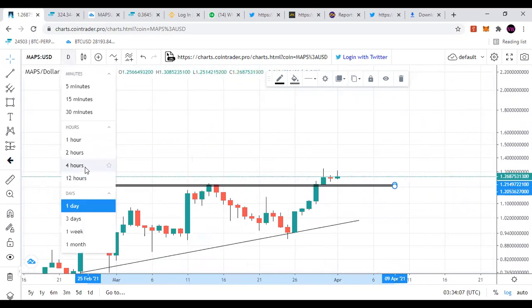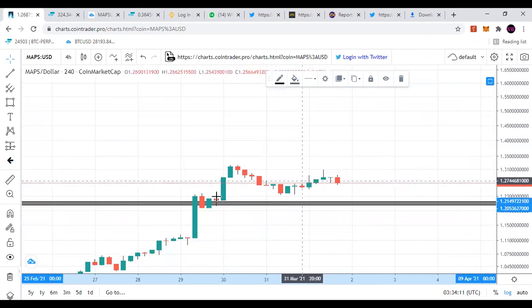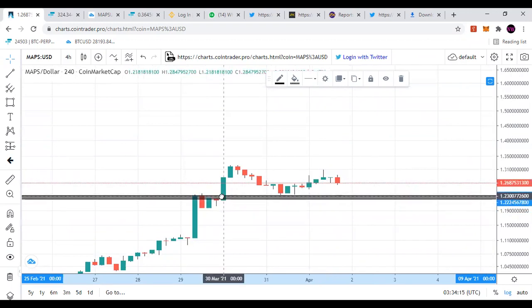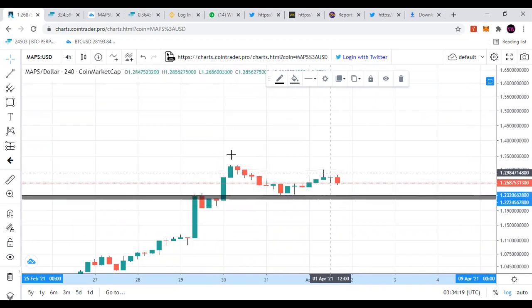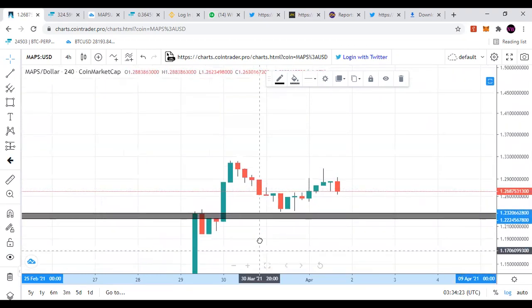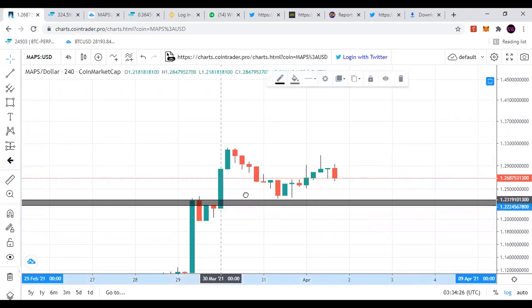Now, let me move to a lower time frame. Let's say 4 hours. Now, look at this. You can see if we move this a little bit higher to this level, we can see the retest and continuation, but price is still within this level. So it's trying to create a new level of resistance and support.